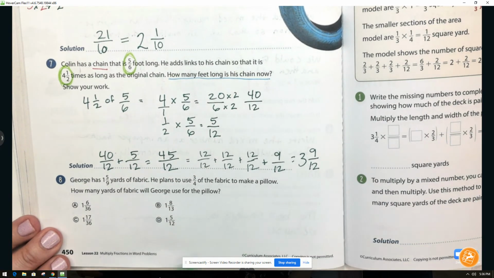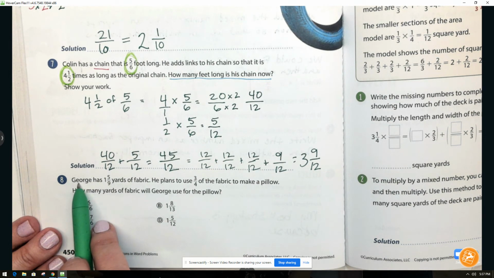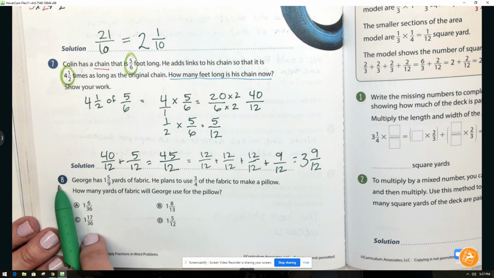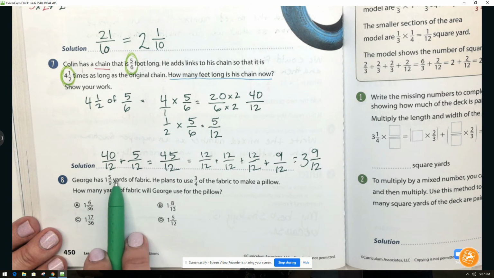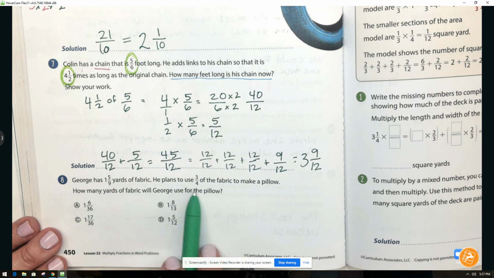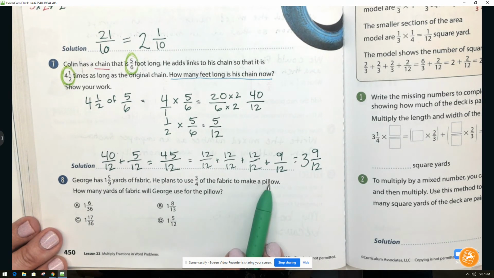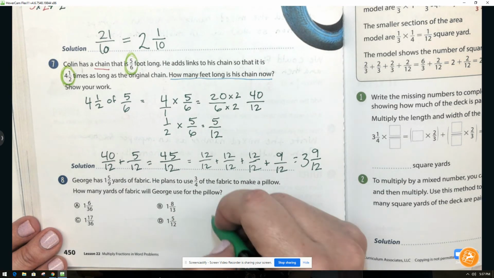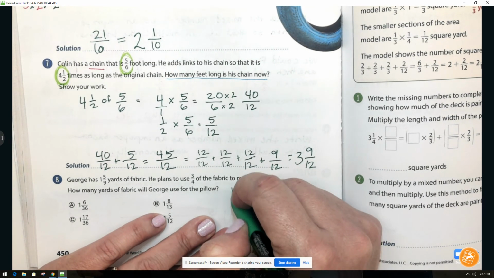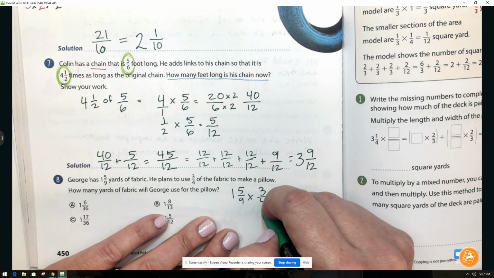So what I'd like for you to do on your own right now is go ahead and find out what the answer to number 8 is. It says this: George has 1 5/9 yard of fabric. He plans to use 3/4 of the fabric to make a pillow. How many yards of fabric will George use for the pillow? So you're going to be solving the problem: what is 1 5/9 times 3/4?